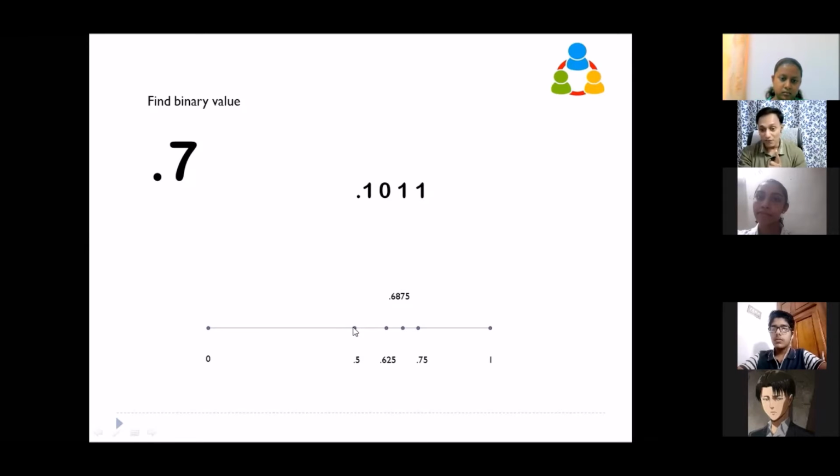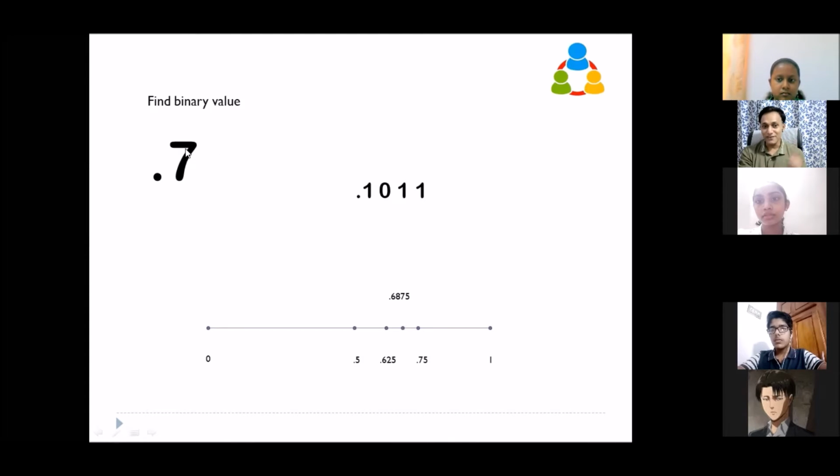So what did we do? We divided, we understood this is between 0.5 and 1. But now we want to know whether it falls between 0.5 and 0.75 or 0.75 and 1. We want to know that, right? Between this and this, the value is 0. Between this and this, the value is 1. We know 0.7 falls between 0.5 and 0.75. That is why this became 0.